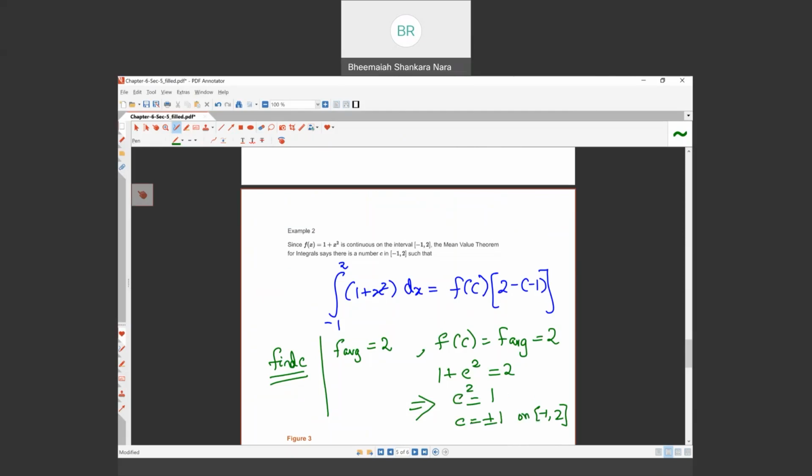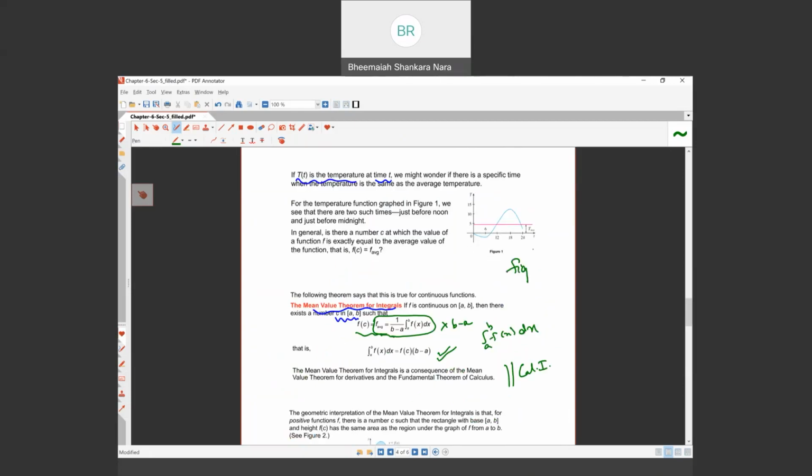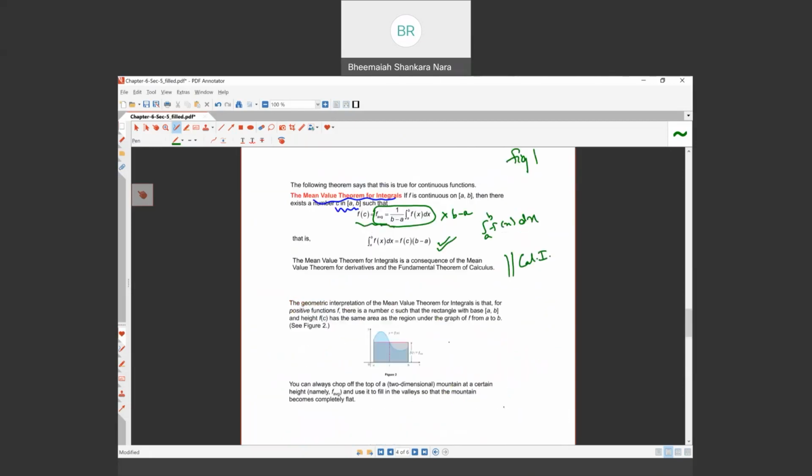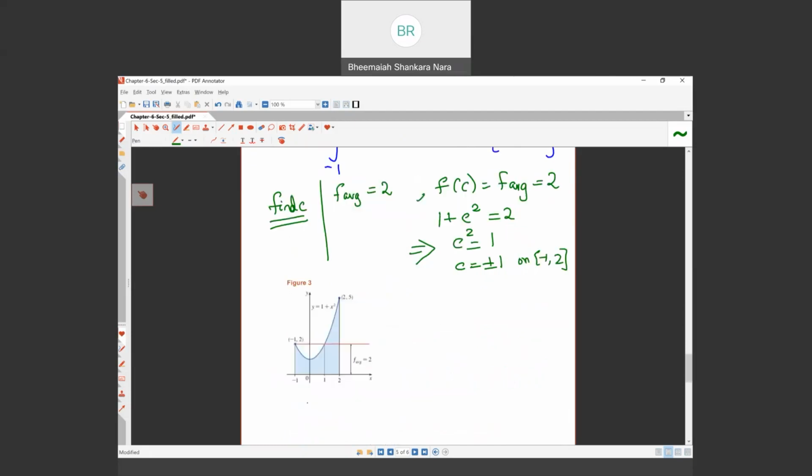Now we have two figures here. Figure 1, where we have the temperature and the time distribution, and figure 2 for the mean value theorem. Now combine these two figures and hence we have this figure 3. We see the average value, the curve 1 plus x squared distributed between -1 and 2, and the equal divisions. This is your delta x, which we calculated on the top.